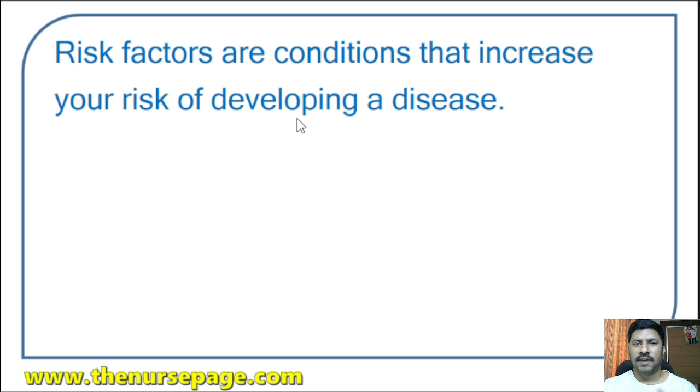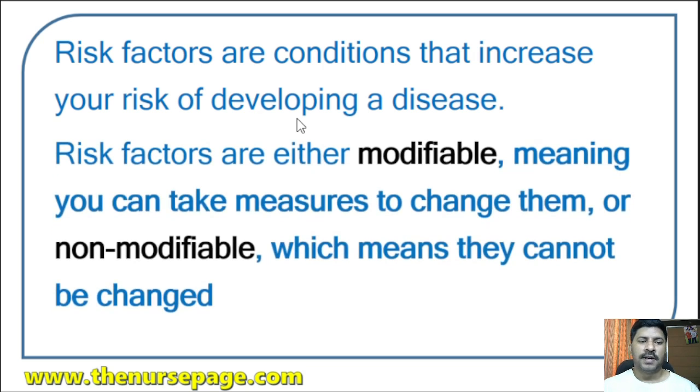These risk factors are divided into two types: modifiable and non-modifiable risk factors. Modifiable means you can take measures to change that risk factor. At the same time, non-modifiable means you cannot change the risk factor. That kind of risk factors are known as non-modifiable risk factors.